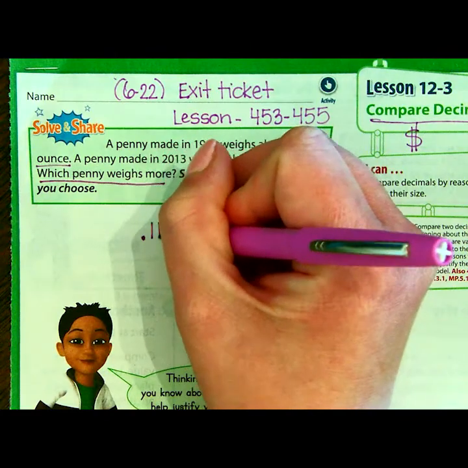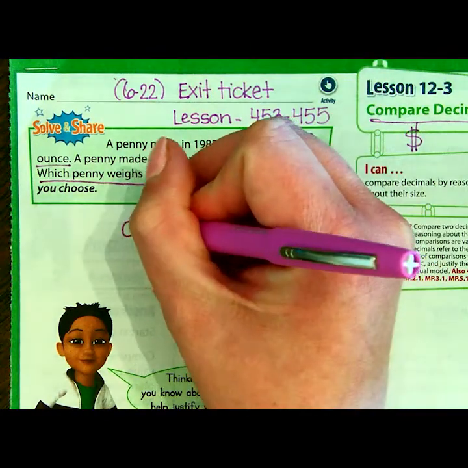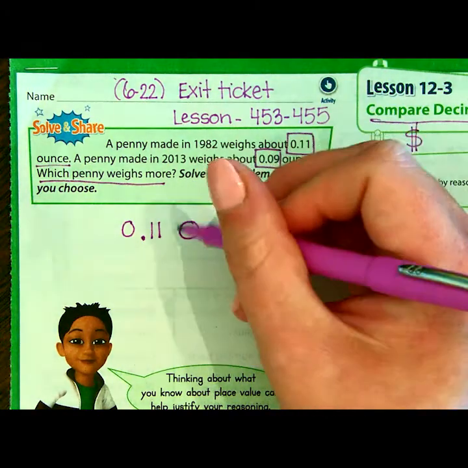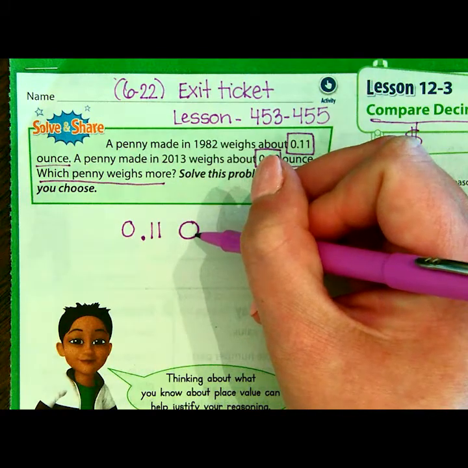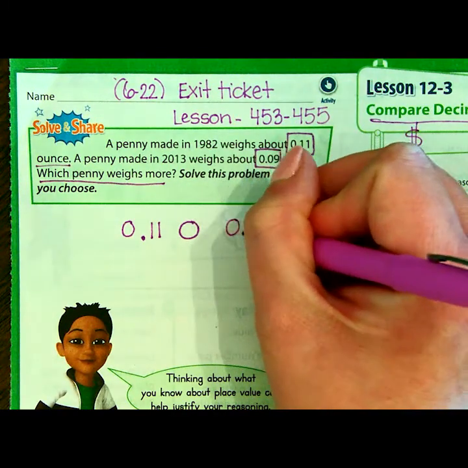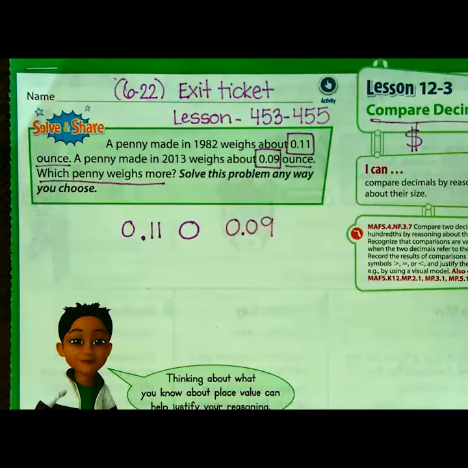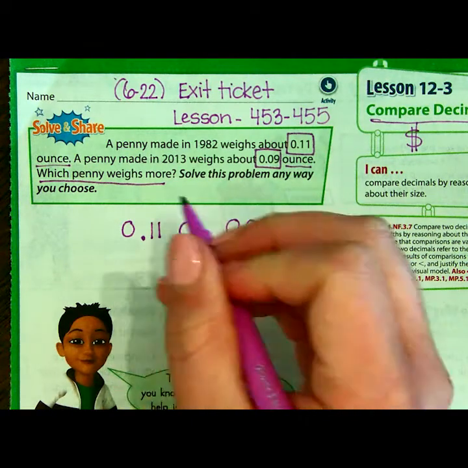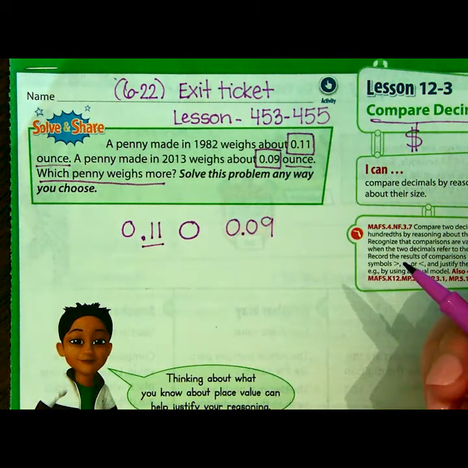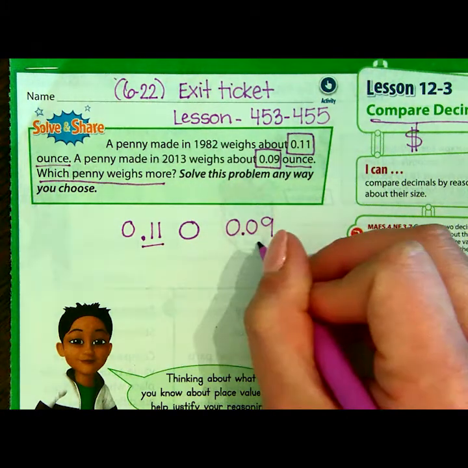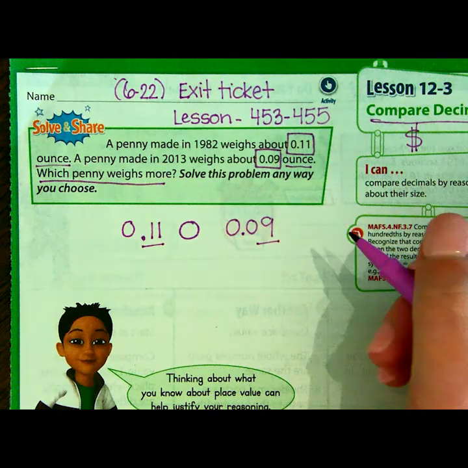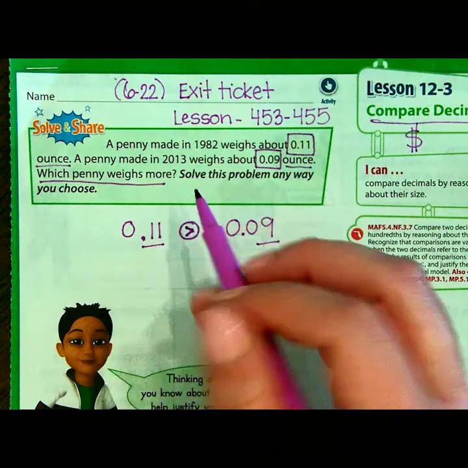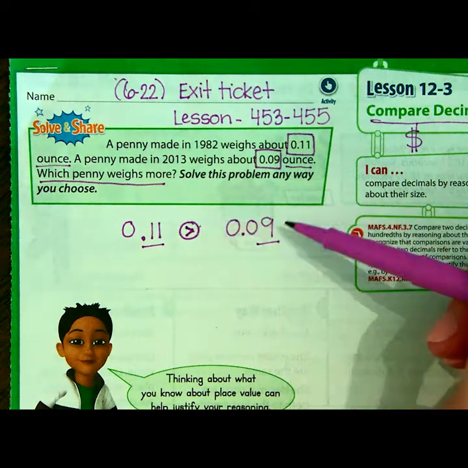So we have 11 hundredths of an ounce, and then if I were going to write that as an inequality, with a circle, I have to remember, is it less than, greater than, or equal to? And then we have 9 hundredths of an ounce. So again, when I tell you to think of money, you can think of how much money you would have in your pocket. Well, you'd have 11 pennies right here, 11 hundredths. And right here, you would have 9 pennies, or 9 hundredths. So this amount right here is obviously going to be greater than. So we would read this, 11 hundredths is greater than 9 hundredths.